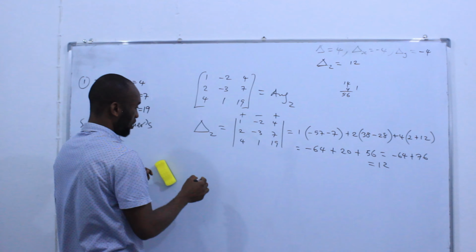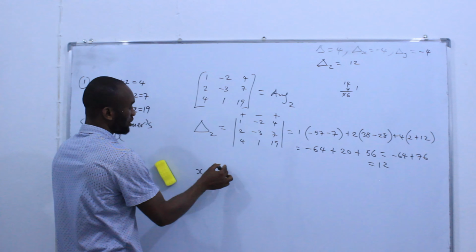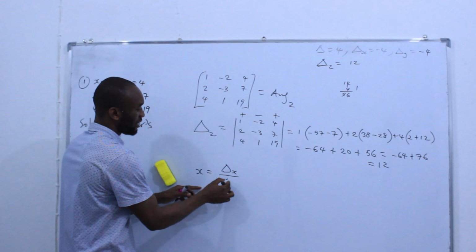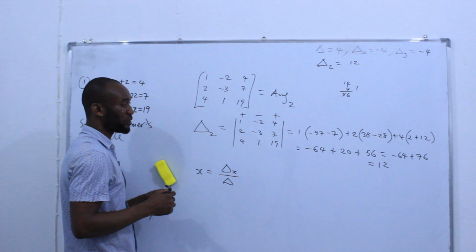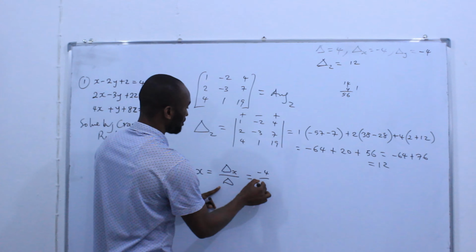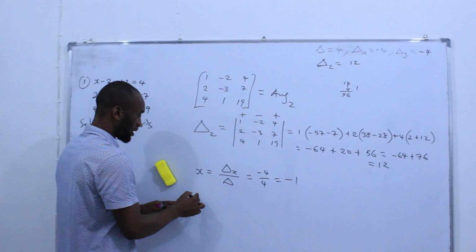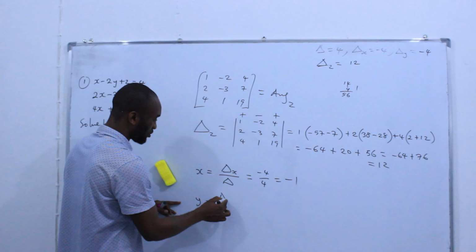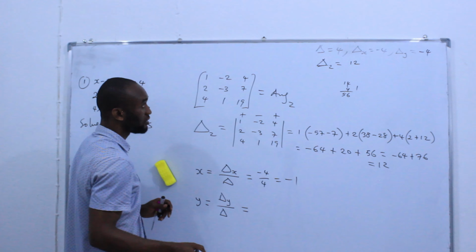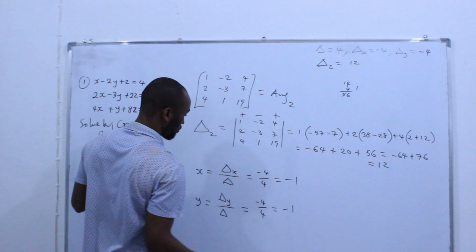Okay, so what do we do now? The value of x in that equation becomes the determinant of augmented matrix for x divided by the original determinant of the matrix. This will give us minus 4 divided by 4. From that data there, we have x is what? Minus 1. And y becomes the determinant of augmented matrix for y divided by the original determinant, which is minus 4 divided by 4, and that is minus 1.